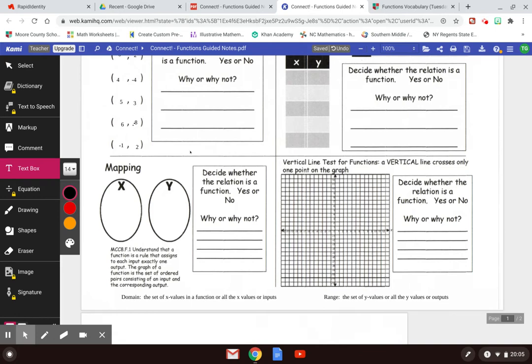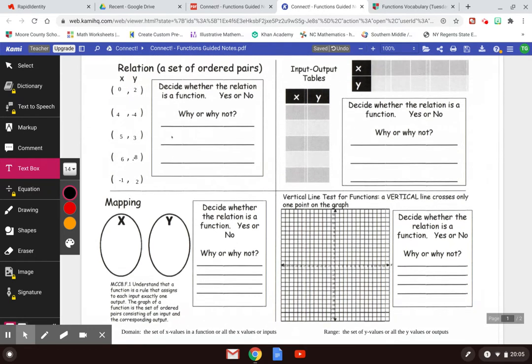All right, so if we look here at this relation, my domain would be that set of all my x values. So 0, 4, 5, 6, and -1. That would be my domain. And my range would just be the set of all these y values. So that would be 2. And since 2 occurs more than once, you would just say it once. So 2, -4, 3, and that's a regular 8.